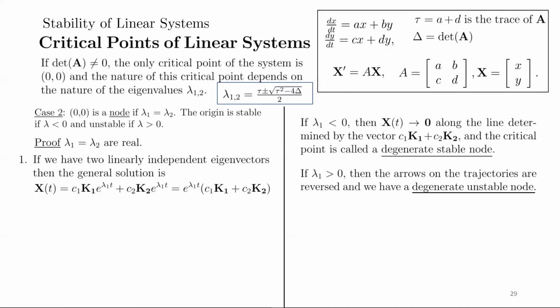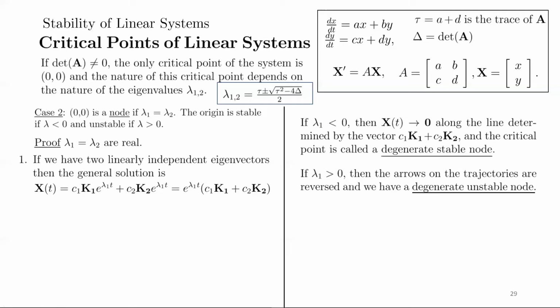If lambda 1 is greater than 0, then of course this term is going to be exponential of lambda 1 times t. If lambda 1 is greater than 0, as t goes to infinity, this is going to be diverging to infinity. So the general solution, or x of t, is going to be going to infinity as t goes to infinity. We still move along this line here, but the arrows on the trajectories are reversed, and we have a degenerate unstable node. Again, the degenerate word just comes from the fact that we have repeated eigenvalues.